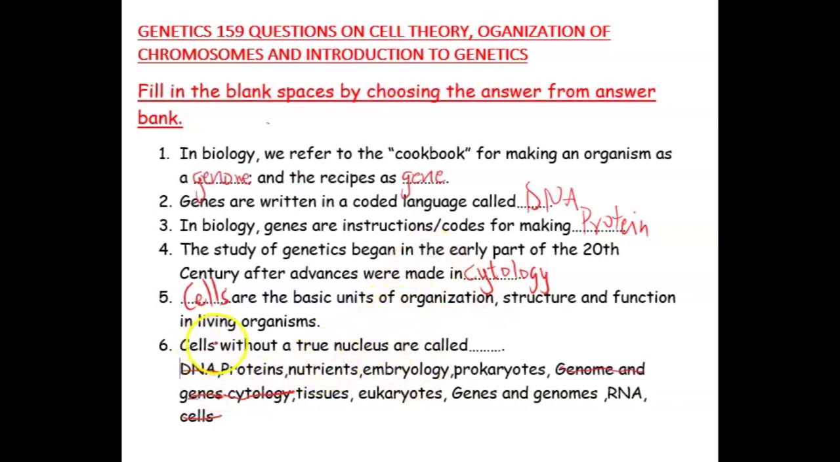Number 6. Cells without a true nucleus are called proteins? No, proteins we've already answered. They are called prokaryotes. They are without a true nucleus. Eukaryotes are rather the cells with a true nucleus. So the answer is prokaryotes. So let's come to prokaryotes. Let's move to question 7.